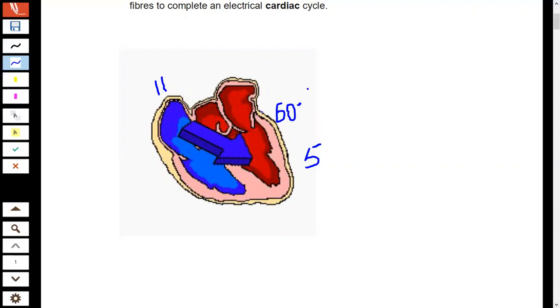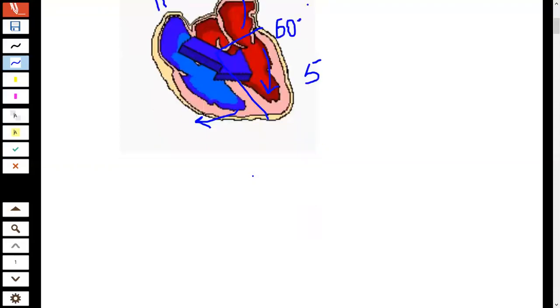If I just draw the axis here like this, any deviation from this quadrant you call either a left deviation or a right deviation. Suppose the deviation towards this side is called the left axis deviation, and towards here you can say it's the right axis deviation. So it's all about the abnormalities and pathologies which change the cardiac axis either to the left or right.